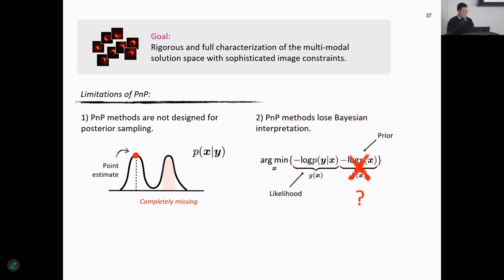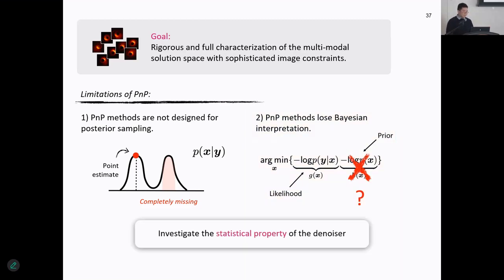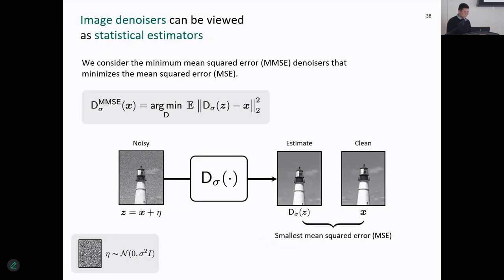So how can we still leverage the elegant idea of plug-and-play and achieve our goal? The approach is to investigate the statistical property of the denoiser, which actually connects us to the diffusion model. The specific statistical denoiser I consider here is the MMSE denoiser. Suppose we have a noisy image z corrupted by noise eta. If the denoiser D(z) achieves the smallest mean square error compared with the clean image, this denoiser is called the MMSE denoiser. Strictly speaking, it needs to do so for all the desired images and the realizations of the noise. That's why we have this expectation here.